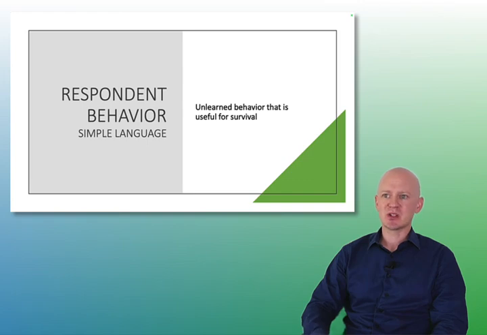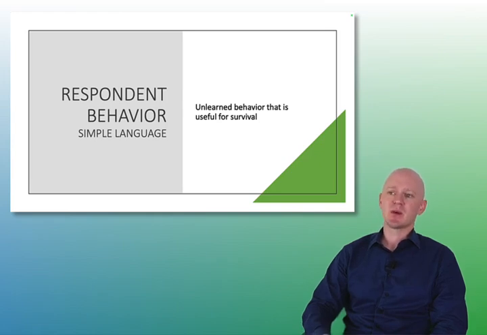In simple language, it is unlearned behavior that is useful for survival. An example of a potential respondent behavior is salivation. I know I talked about Ivan Pavlov and the bell, and his name might ring a bell. Salivation helps us break down food, it helps us eat. If we didn't salivate, it'd be more difficult for us to consume food and more difficult for us to survive.